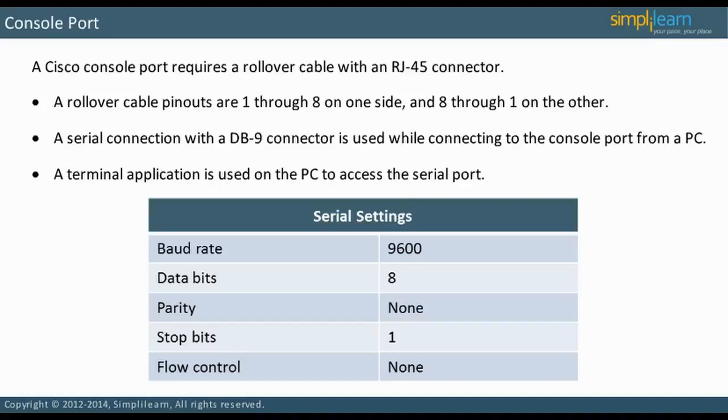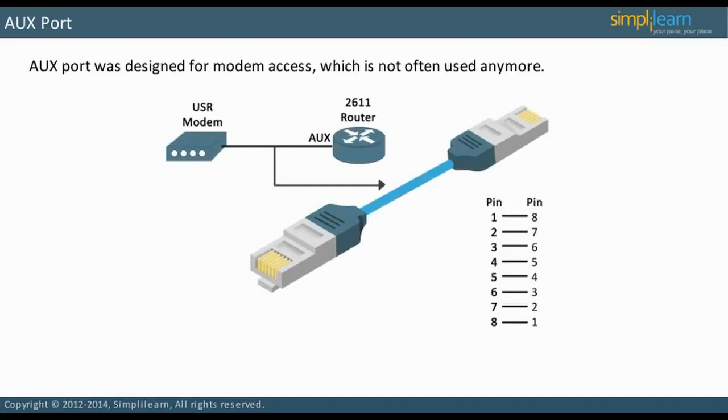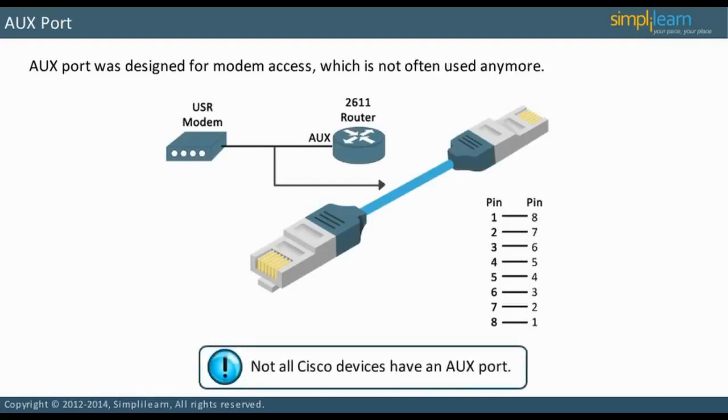Let us look at some other types of ports on Cisco devices in the next slide. The AUX port was designed for modem access, which is not used often anymore. Not all Cisco devices have an AUX port. Let us now discuss an Ethernet port in the following slide.